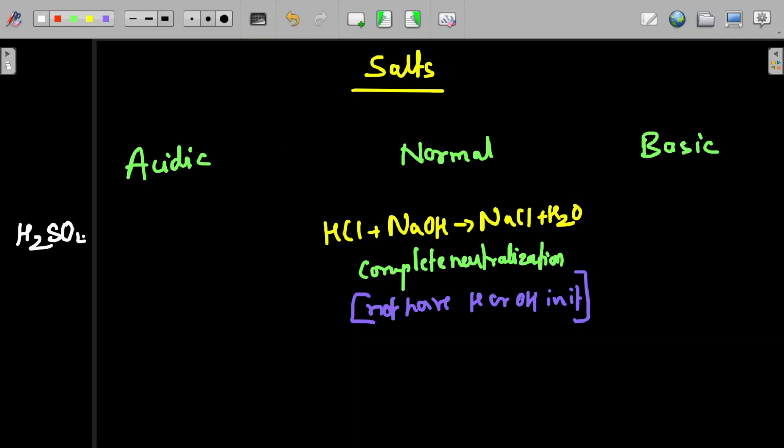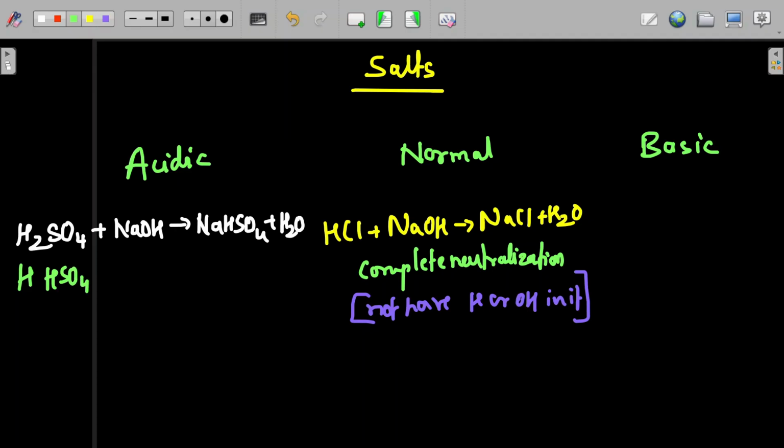So in H2SO4, we have two replaceable hydrogens. Correct? Therefore, the basicity is 2. Imagine it has reacted with NaOH. Only one H is gone, but another H is as it is. So what you are getting here is NaHSO4 plus H2O, right? Only one H. See, one H and HSO4.